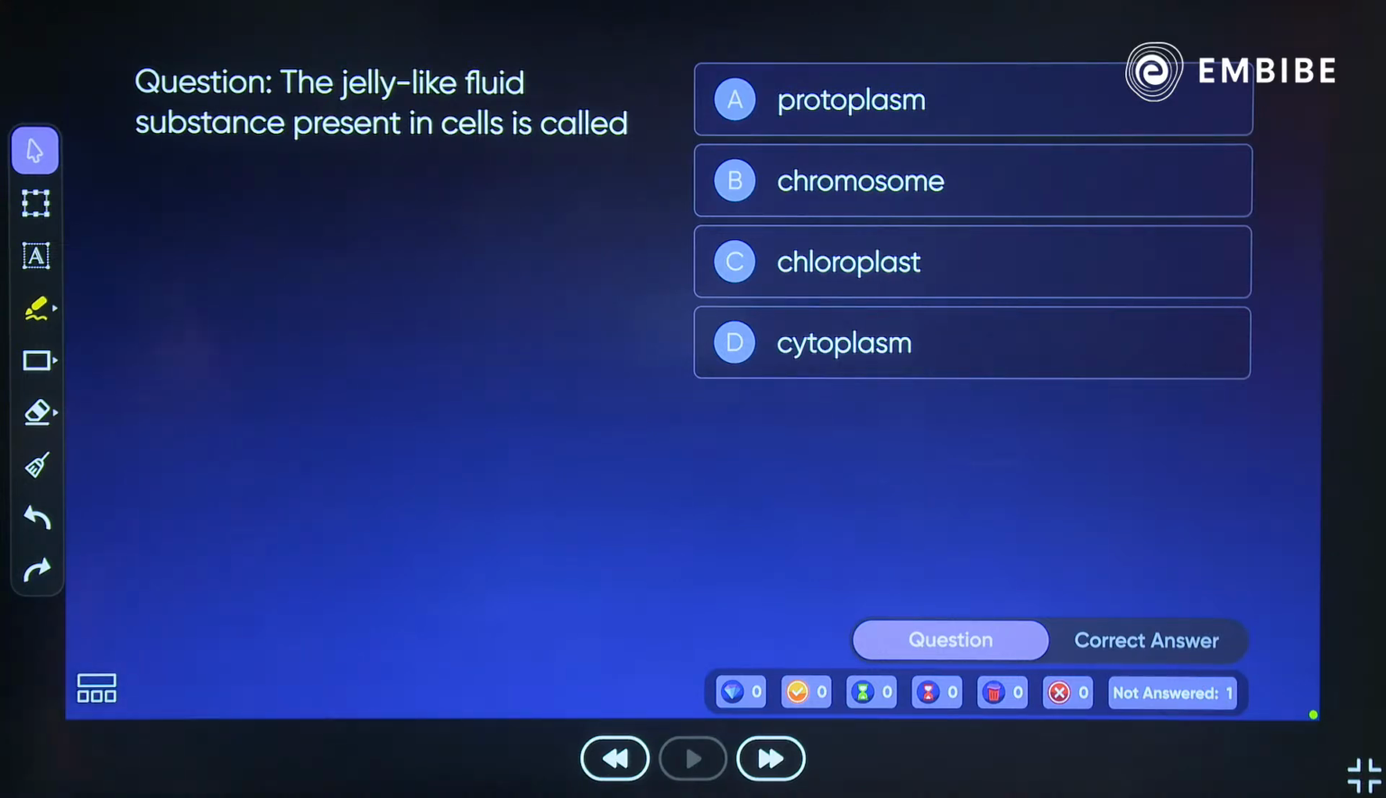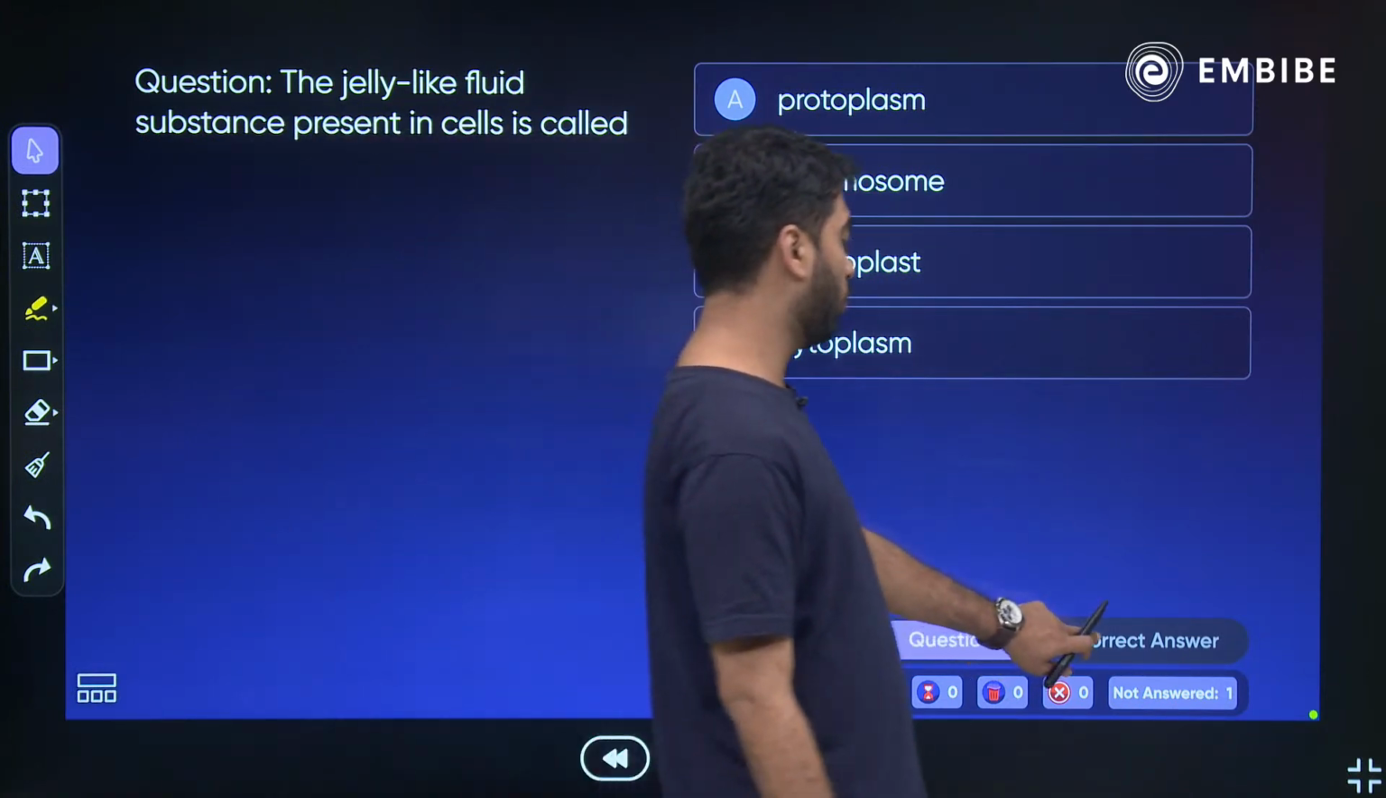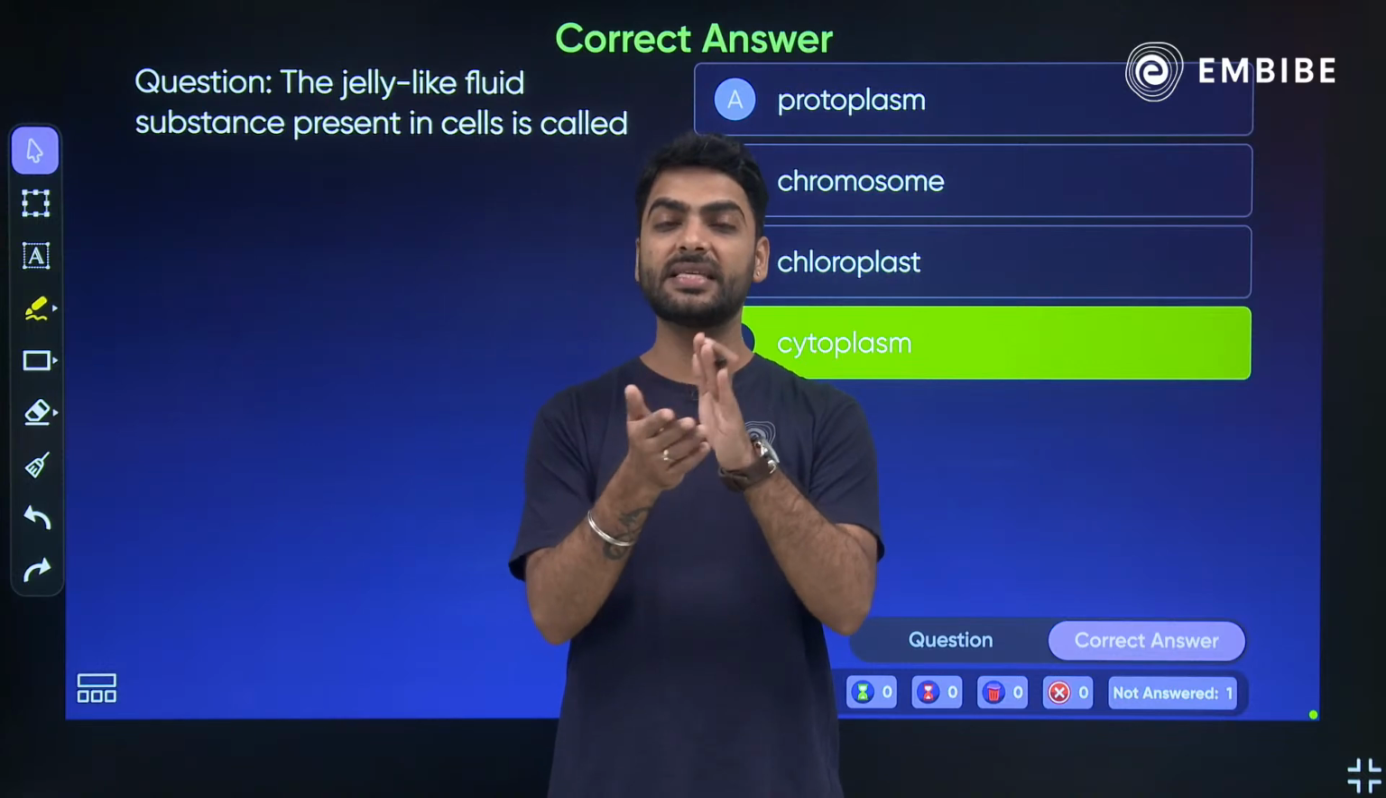Thank you Hashir, thank you for your answer. Chalo. Last 5 seconds. So Hashir, you have told D. Let's see. Absolutely great. Very good. D is the correct answer.